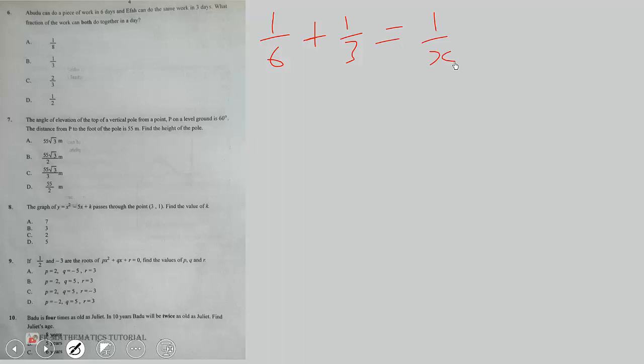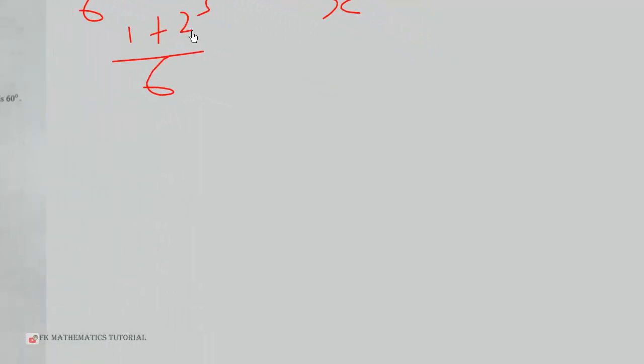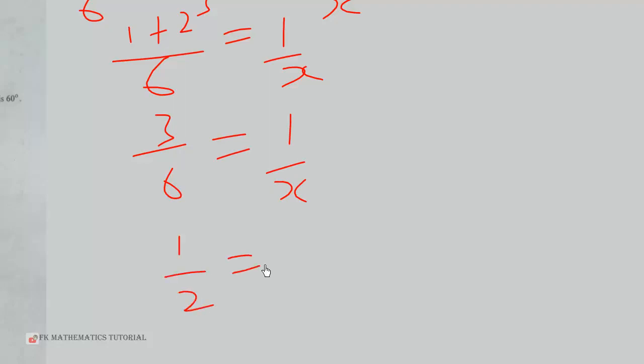So when you add this, you get the LCM to be 6. Then 6 will go here 1. So 1 plus 3 will go here 2. 2 times 1 is 2, which is equal to 1 over x. So that will give us 3 over 6. So 1 over x, the rate of them doing the work, is 1 over 2, both of them. So they can do half of the work in 1 day.